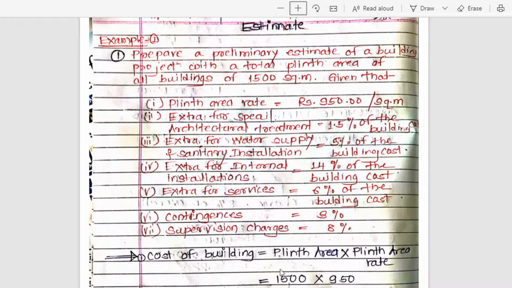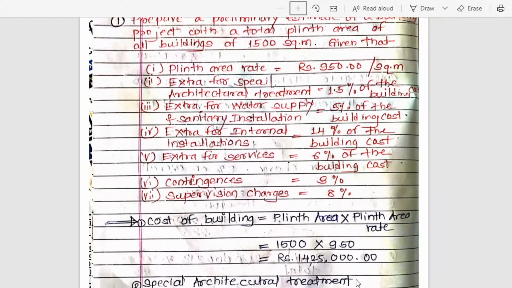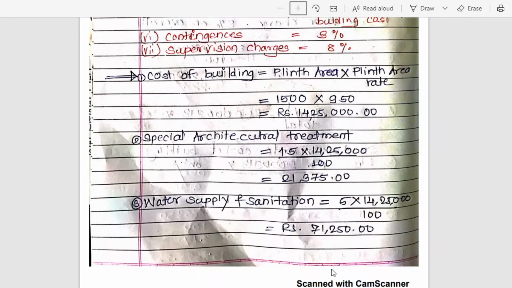Now cost of building is nothing but plinth area into the plinth area rate. Now they have given the plinth area is 1500 into rate per square meter, they have given 950. So we will get the cost of building here, that is 14,25,000 rupees. So this is the cost of your building.